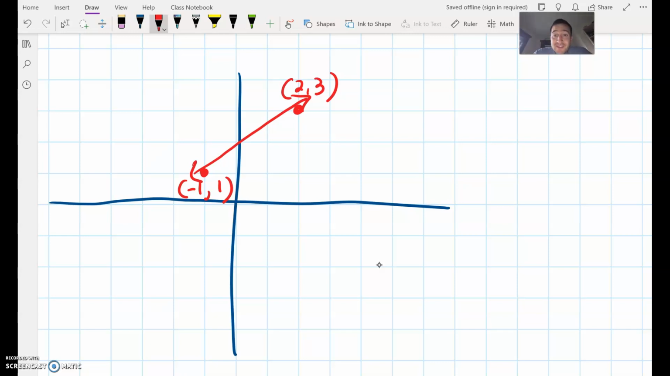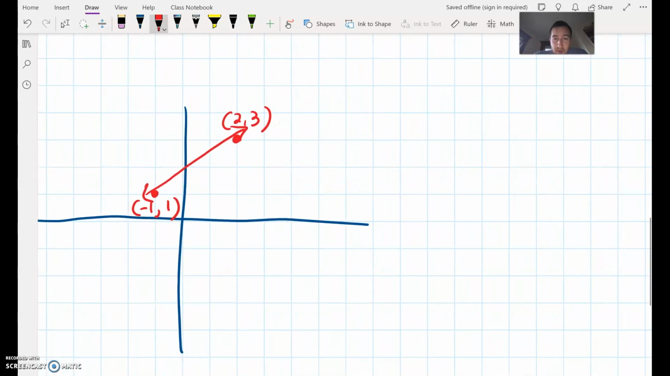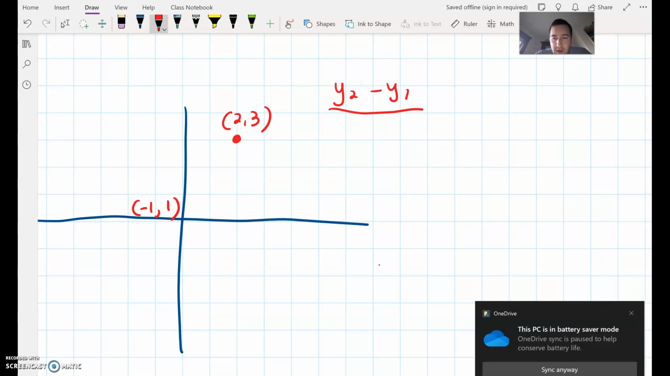And all you need to find a slope is 2 points. Okay, so I want to right here talk about the equation to find slope. The way you find slope is you take your 2 y values and you subtract them. Basically, you find the difference between them. That's what subtraction is, you know? You find the difference between your 2 y values.